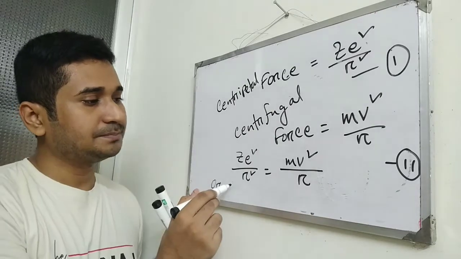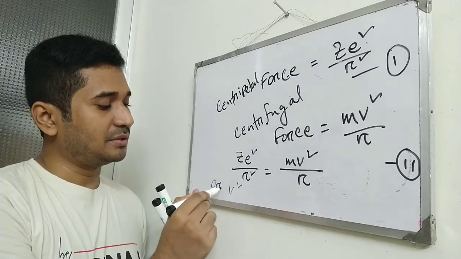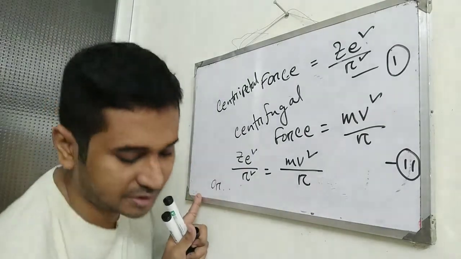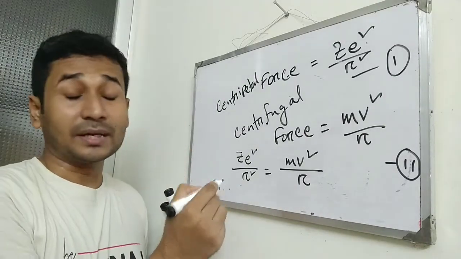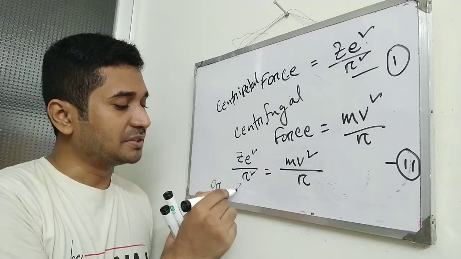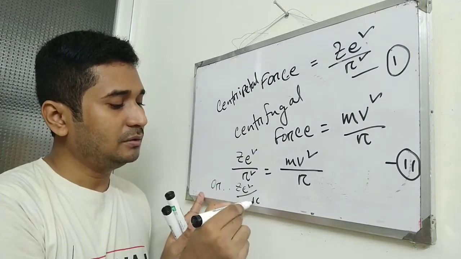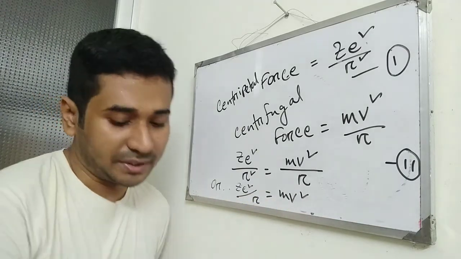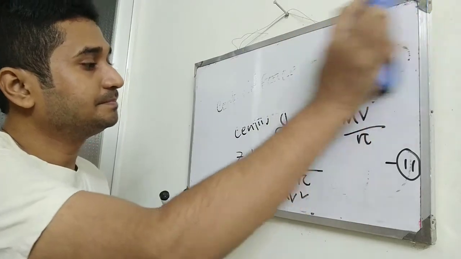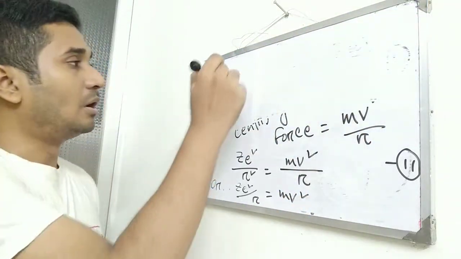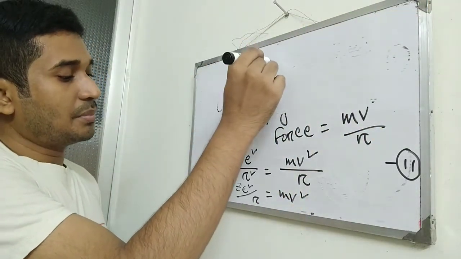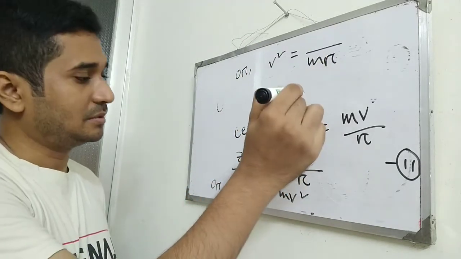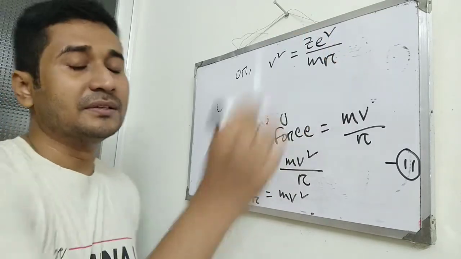So we can take v square equal to, we can divide by r, right? Single r. We can multiply by single r. Ze square by r is equal to mv square. We should write this. Or v square is equal to, mr, so here will be Ze square.